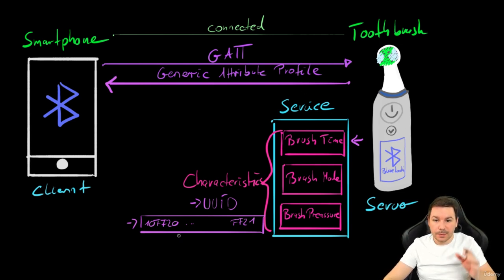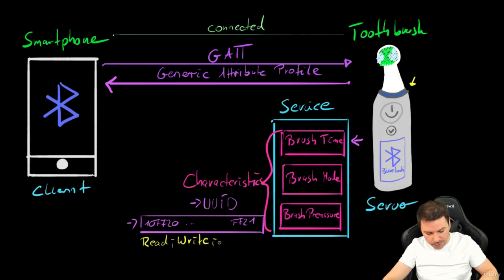So we can have different types of access groups. So for example, this characteristic can be only read. This is just a read permission. Okay, then we can also have write. This means the smartphone is able to change those data in this characteristic, so within this toothbrush. Or we can have something like notify.